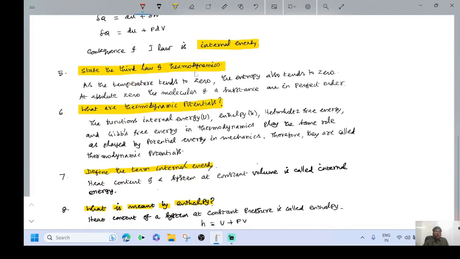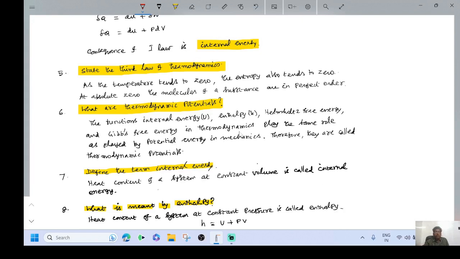State the third law of thermodynamics. At absolute zero, entropy approaches zero. This is our third law of thermodynamics. But the attainment of absolute zero is practically not possible. Therefore, entropy is also existing.